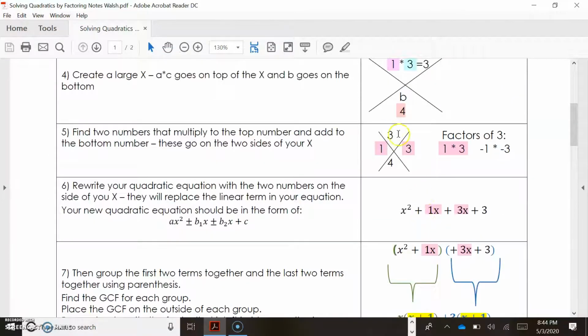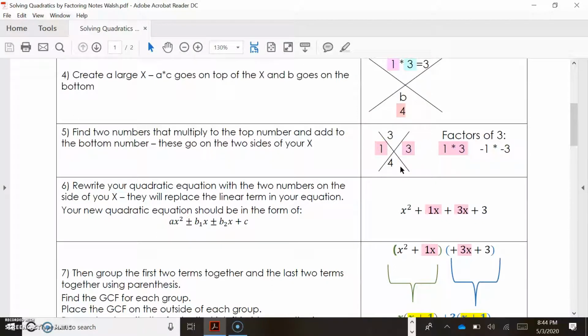Remember, to complete our x, we want to know what multiplies to be the top but adds to be the bottom. So what multiplies to be 3 but adds up to be 4? Well, there's only one factor pair of 3. You can change the signs all you want, but we want them both to be positive because 1 plus 3 equals 4.